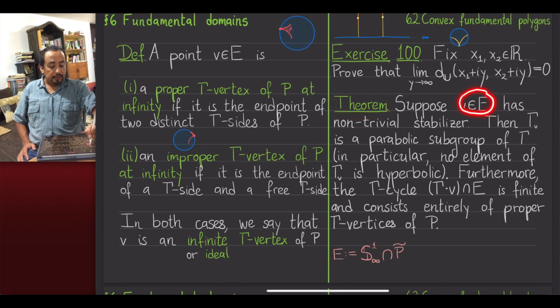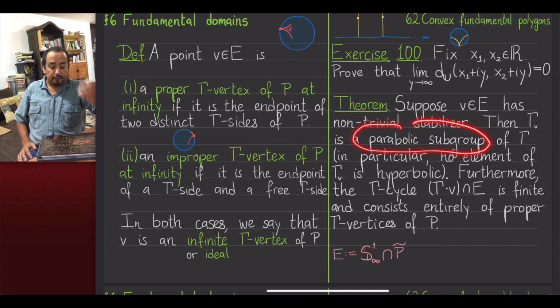Take an element V of E, so V can be approximated by a sequence of elements of P. The statement is that for such a point, the stabilizer consists entirely, besides the identity element, only of parabolic elements. So it's a parabolic subgroup. So it doesn't contain hyperbolic elements. In other words, V is never fixed by any hyperbolic element of gamma.